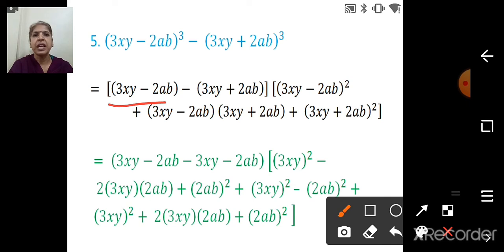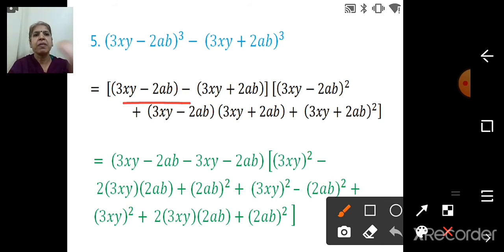So in place of a, 3xy minus 2ab, so again you have to use the bracket, 3xy plus 2ab. This is our first bracket. Second factor is a square. So in place of a square we are having 3xy minus 2ab the whole square plus ab. So plus 3xy minus 2ab plus 3xy plus 2ab plus b square. So we are having 3xy plus 2ab the whole square.